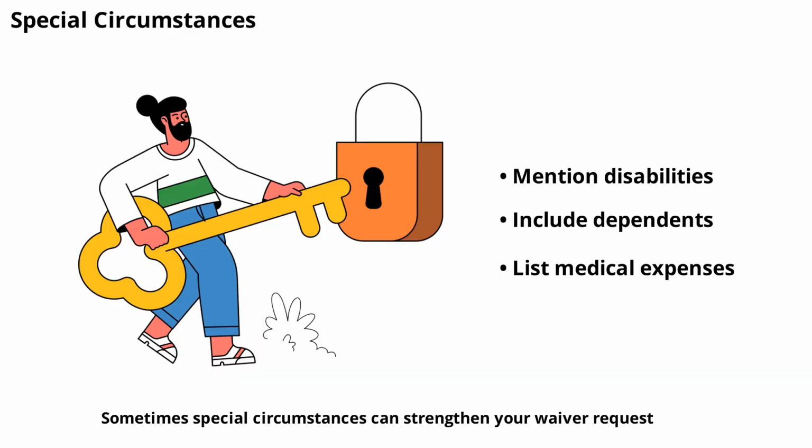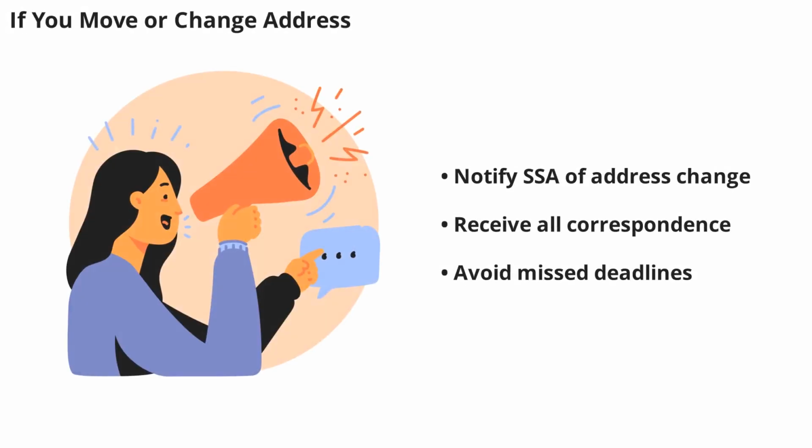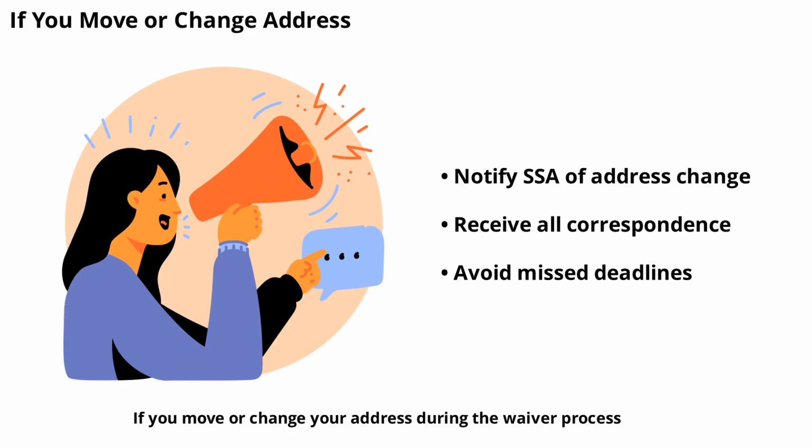Taking your responsibilities seriously can help your case and keep your benefits on track. Sometimes, special circumstances can strengthen your waiver request. For example, if you have a disability, care for dependents, or face unexpected medical expenses, be sure to mention these in your application. The SSA considers your entire situation when making a decision. If you move or change your address during the waiver process, notify the SSA right away. This ensures you receive all important correspondence and don't miss any deadlines. Keeping your contact information current is a simple but important step.